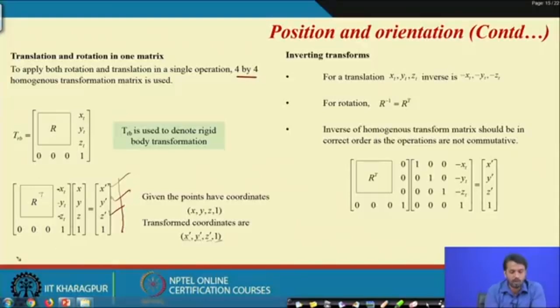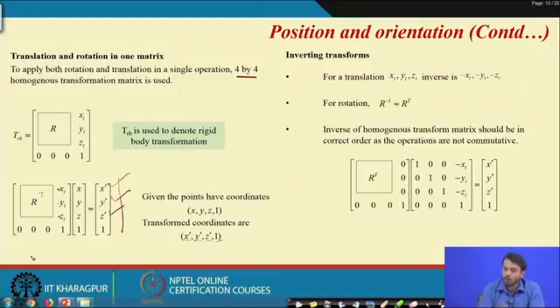In this particular matrix, the order must be maintained. That means the translation and the rotation, these two operations are not commutative. The rotation should be followed by the translation. For this particular matrix, the rotation and the translation are not following the commutative property.